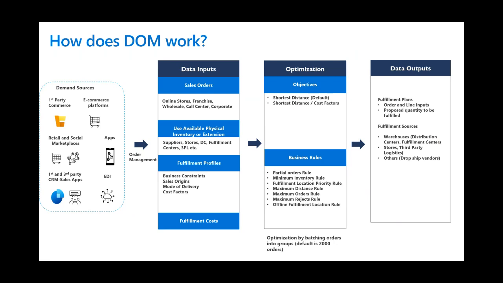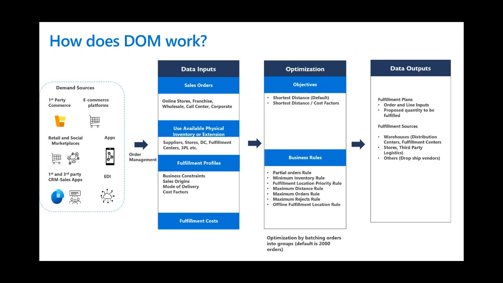It helps businesses to optimize where a particular sales order should be fulfilled from so that they're saving some cost or reducing the timeline or whatever their business objective is. So that's the context of DOM here. Now, on my screen, as you can see, I've created three different buckets here for data inputs, optimization, and outputs. Data inputs is nothing but the sales orders that we get from the various sources, right? It can be first-party e-commerce, that is D365 e-commerce, or any third-party e-commerce channels, or it can come from EDI or any CRM or any other sources through integration into finance and operations. So at the end, it lands into finance and operations as a sales order.